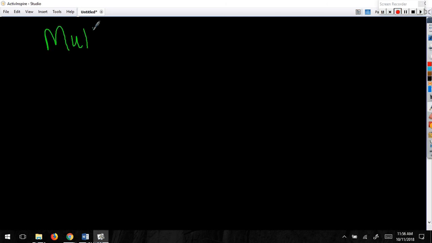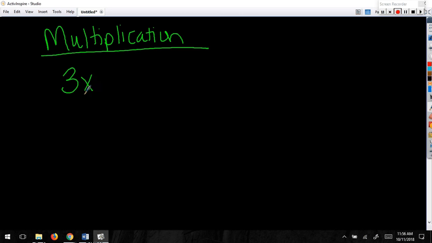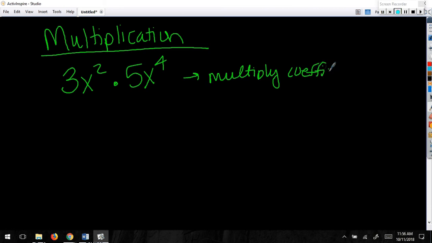Now, before we multiply big polynomials together, just like we did before addition, let's take just a minute to talk about how we multiply things together. If I asked you to multiply 3x squared times 5x to the 4, when you multiply terms, we multiply those coefficients. And if you think back to those exponent properties we talked about, not only do you multiply the coefficients, but you have to add the exponents.